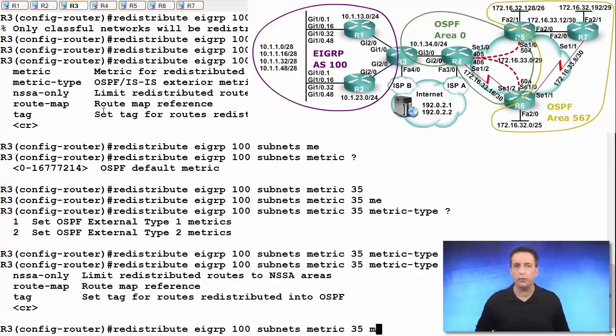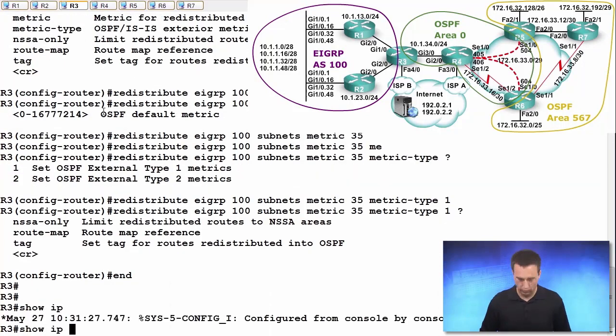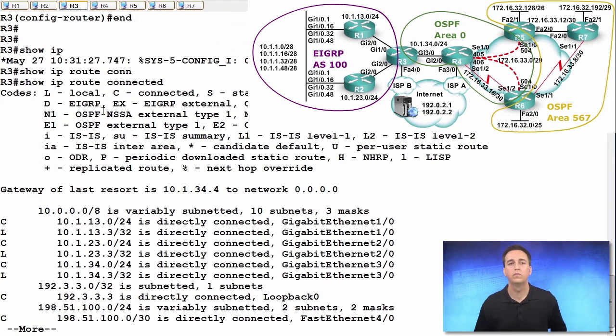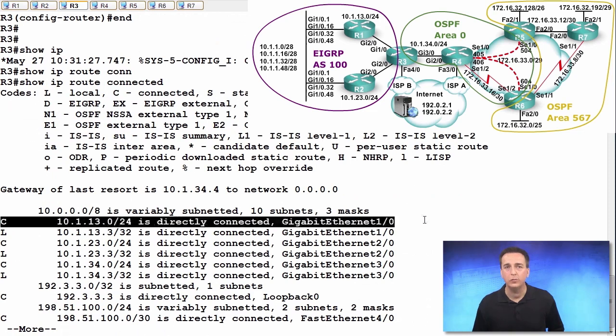and on R3, we type in show ip route connected. The 10.1.13.0/24 network is a connected route, directly connected. It's not EIGRP.